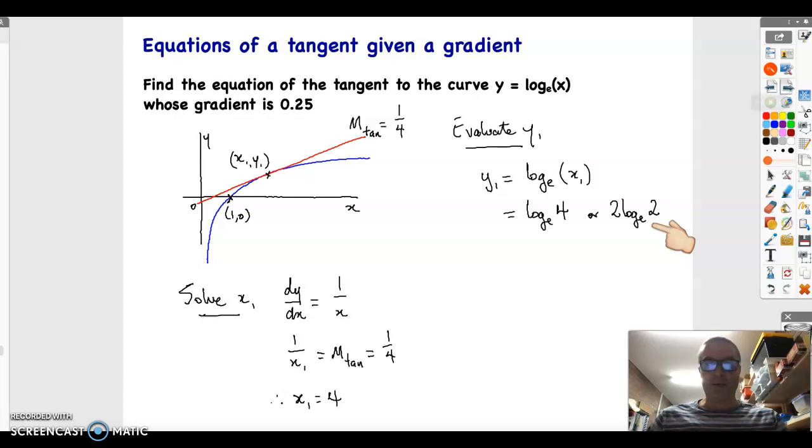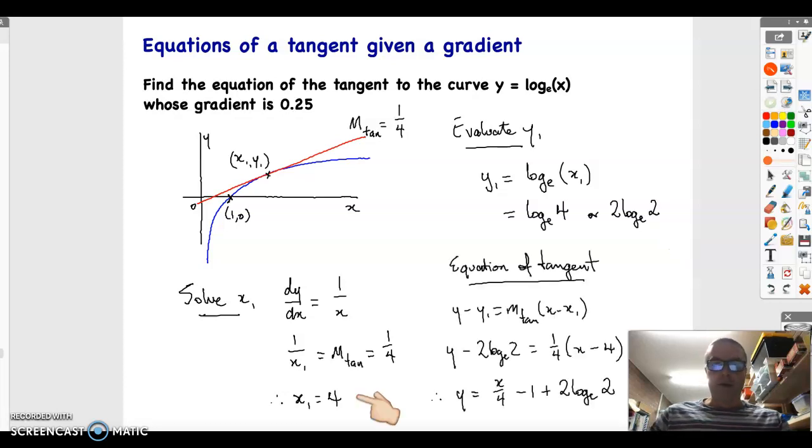It probably doesn't matter. And then our equation of the straight line, here we've got our general form, inputting all of the relevant information, we get an equation which is y equals x over 4 minus 1 plus 2 log 2. So this question was different because we were given a gradient rather than an x value.